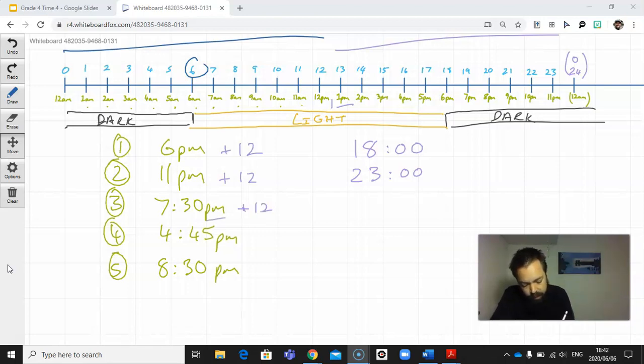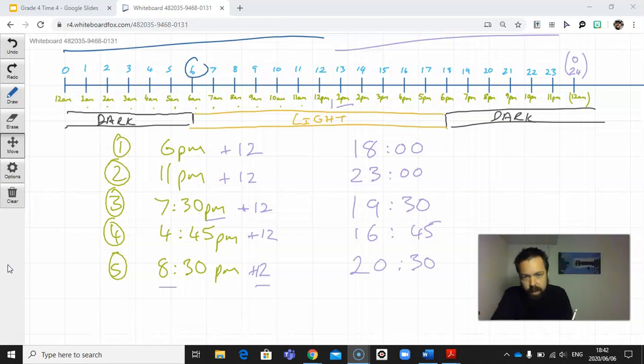It's p.m., so you see I'm adding the 12. Each time I'm adding 12. So 7 plus 12 is 19, and my minutes stay the same: 19:30. 4 plus 12 is 16, minutes stay the same. 8 plus 12 is 20, minutes stay the same.